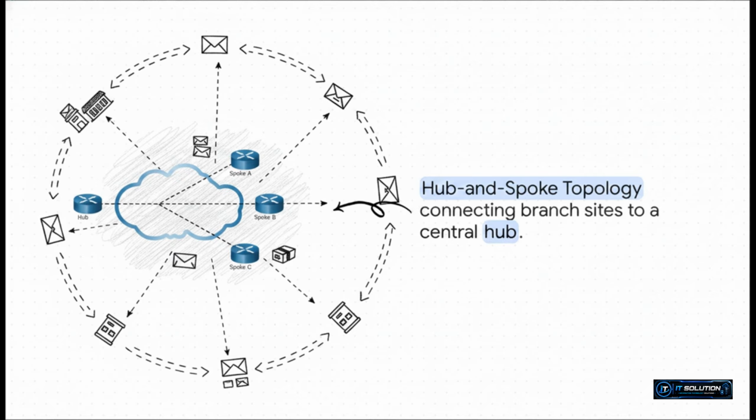This is exactly how regional post offices work. They usually don't send mail directly to one another. Instead, they route all of their outgoing mail to a central distribution center, the hub, which then sorts it and sends it out to the proper destination spoke.